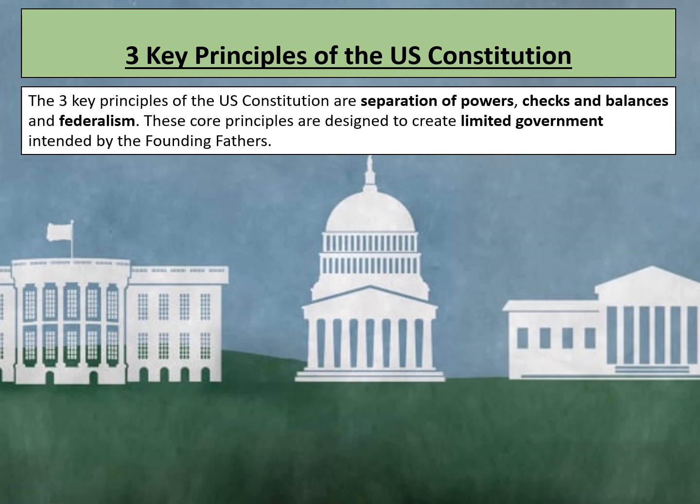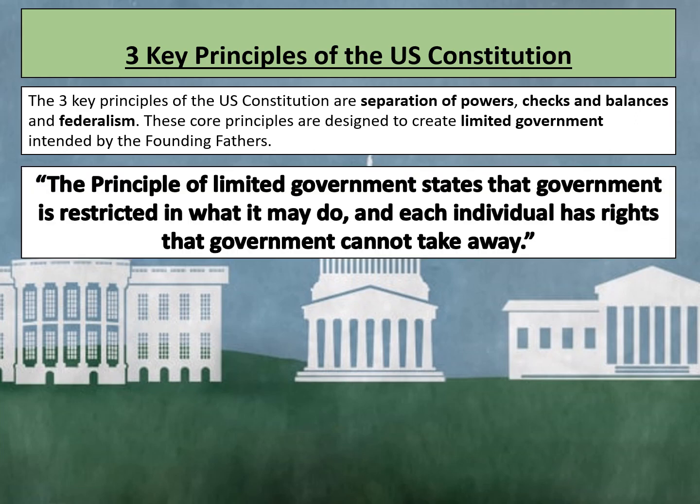Earlier in the video, we were looking at the three features of the US Constitution and the significance these features have on the implication of the Constitution. Alongside these features, the Constitution also has three key principles that form the core of the Constitution, which will be the focus of this next part of the video. These three principles are separation of powers, checks and balances, and federalism. These core principles are designed to create limited government intended by the Founding Fathers.